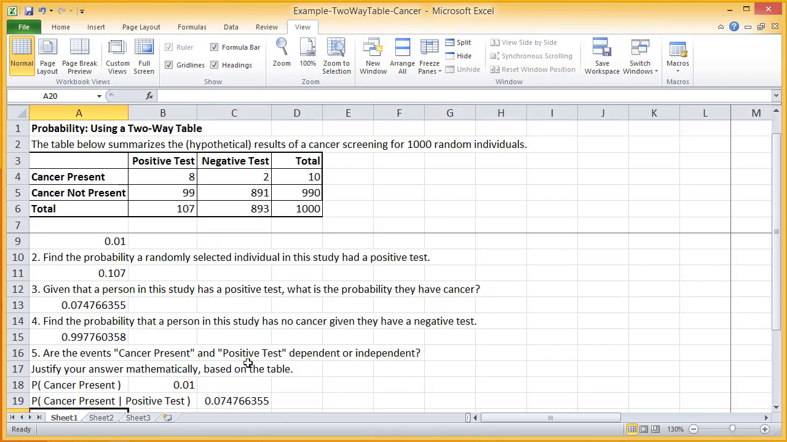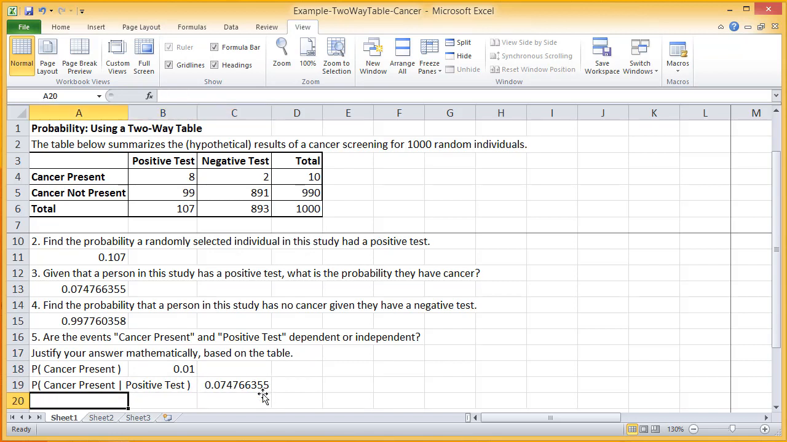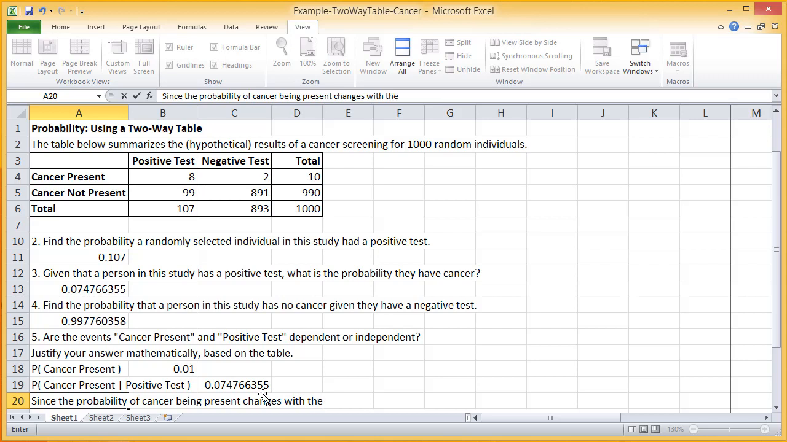That's 0.074766 and so on, about 7.5%. So if these two probabilities are the same, then the two events are independent. Since they're not the same, these two numbers are different, 0.01 is different than 0.07, these two events are dependent, and that's what we're going to say. Since the probability of cancer being present changes with the information that the test was positive, these events are dependent.